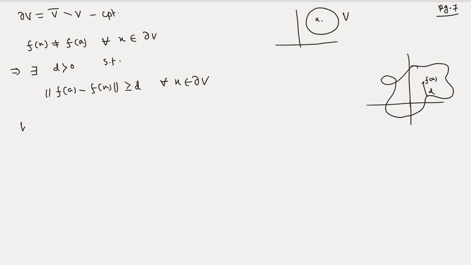Now we defined W equal to the set of all points y in R^n, so basically W is the open ball with center at f(a) and radius d over 2. That is, y belongs to R^n such that norm of y minus f(a) is less than d over 2.